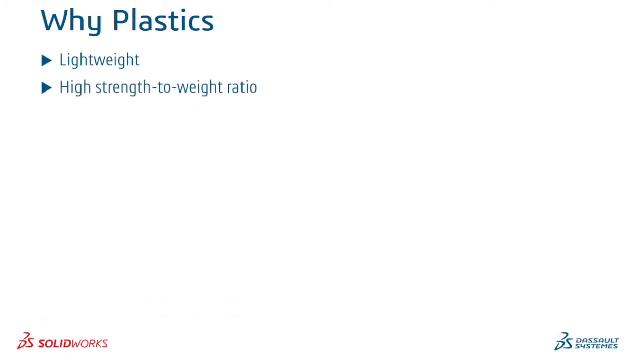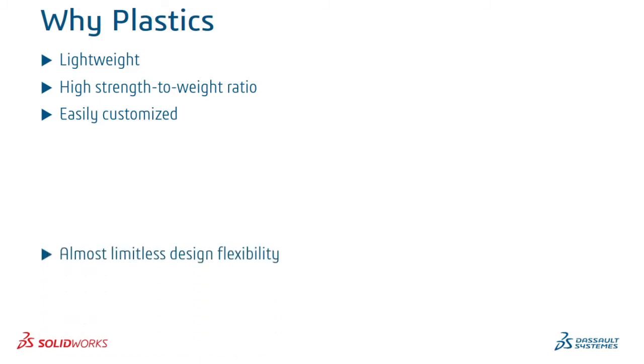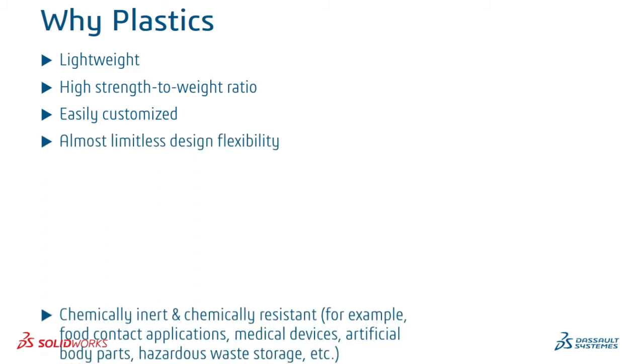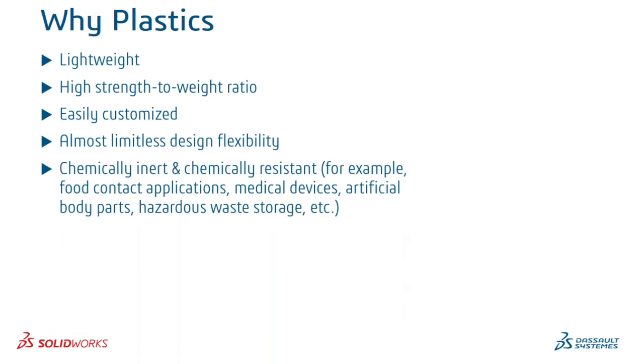Now, why are plastic materials so widely used? Because they are light in weight, have a good strength to weight ratio, can be easily customized to any shape, and offer almost limitless design flexibility. They are chemically inert, which is why they are majorly used in food contact applications. Medical devices are incomplete without plastic material. Few artificial body parts as well as hazardous waste storage, correct?